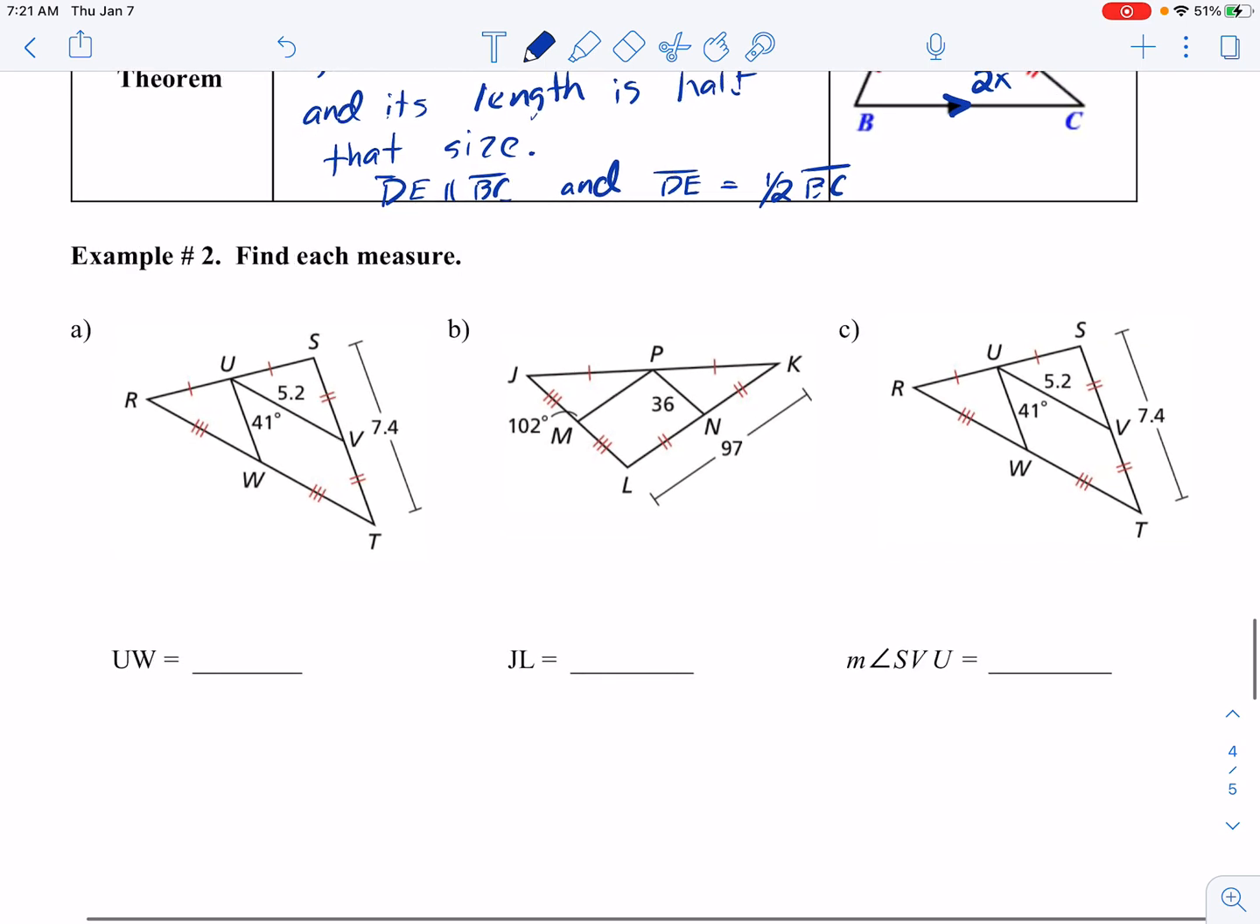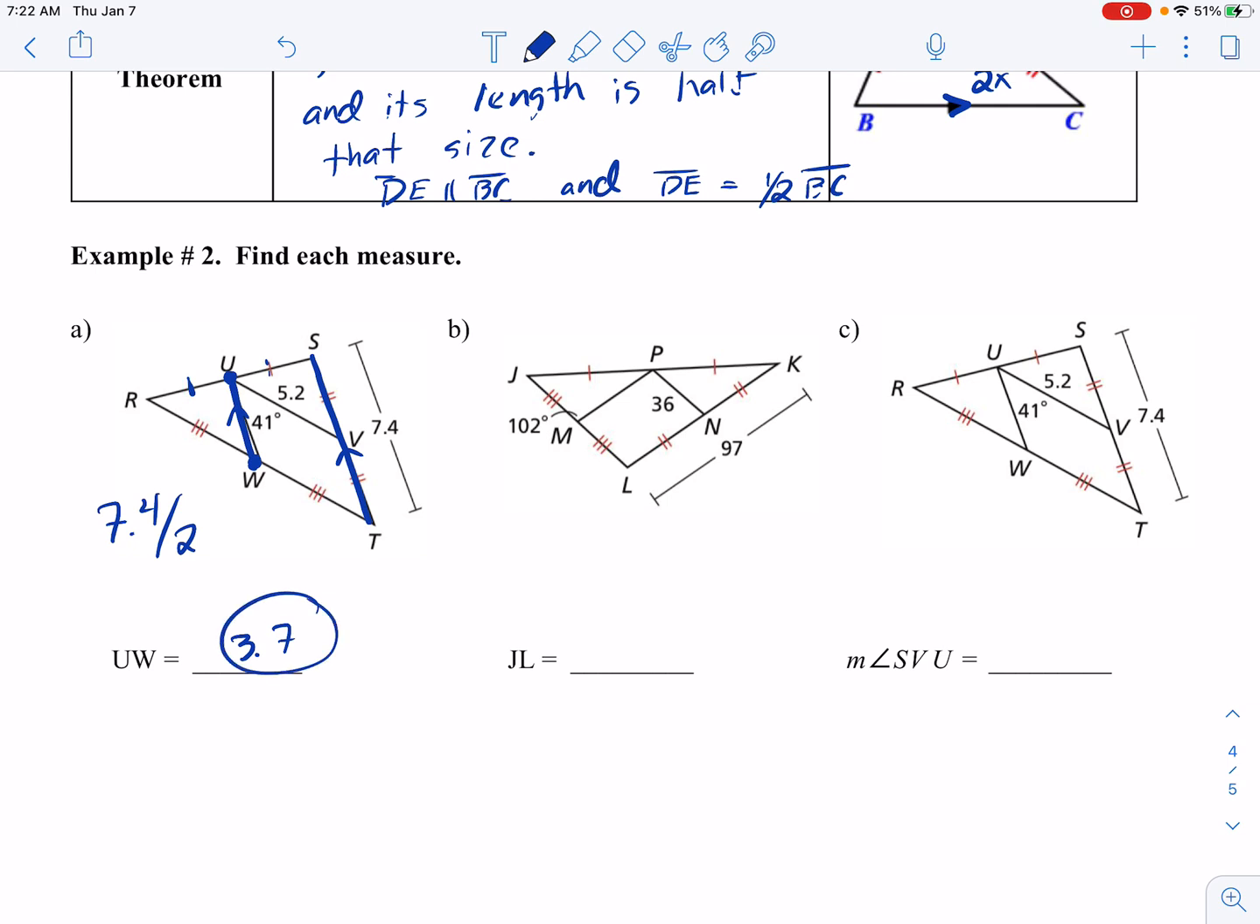Let's do A and B together. So we want to find the length of UW. And UW is definitely a midsegment, right? U is a midpoint, W is a midpoint. You can see by these congruent markings on both sides. That means it's going to be half the length of the side that it's parallel with. Parallel, these aren't intersecting. So take your 7.4, use your calculator if you need to, cut it in half. The length of UW is 3.7.